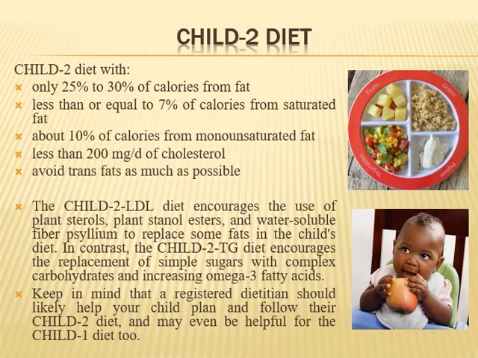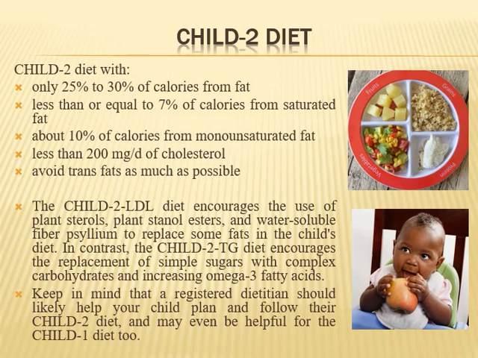It is important to keep in mind that the Child 1 diet is just the first step for children with high cholesterol. If after a 3 to 6 month trial of Child 1 dietary changes, a child continues to have high cholesterol, they should then move to a Child 2 diet, with only 25 to 30% of calories from fat, less than or equal to 7% of calories from saturated fat, about 10% of calories from monounsaturated fat, and less than 200 milligrams per deciliter of cholesterol. Avoid trans fat as much as possible.